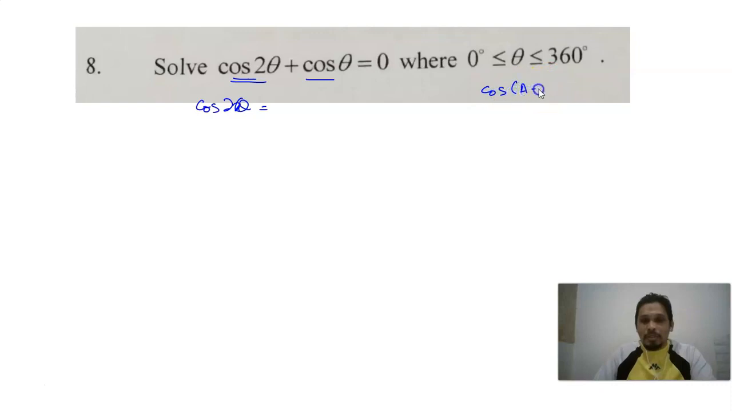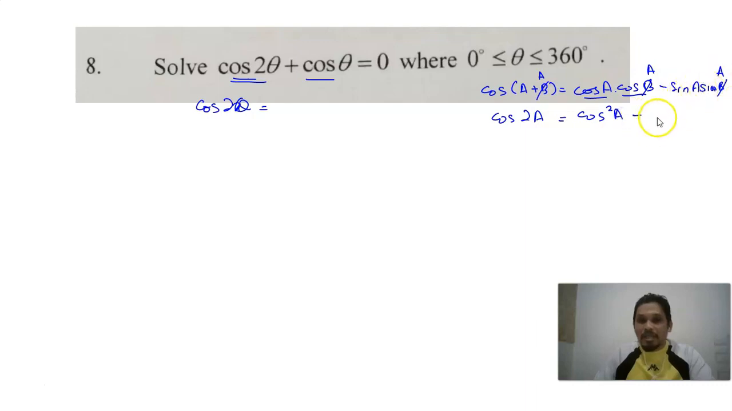Cos A plus B equal to cos A cos B minus sin A sin B. So cos 2A, if we change this A, B into A and also A, so A plus A equal to 2A. So cos 2A equal to cos A multiplied with cos A. So then it becomes cos square A minus sin A multiplied with sin A, then sin square A.